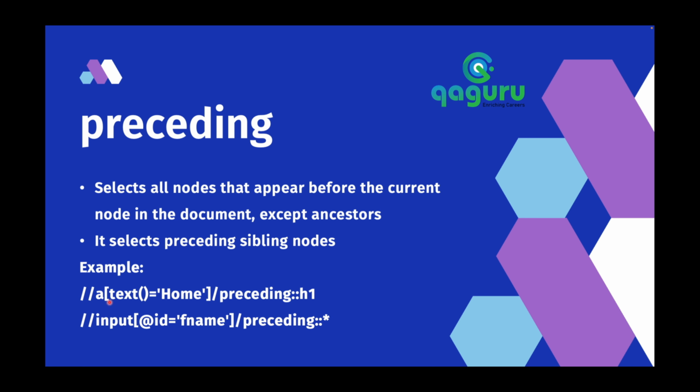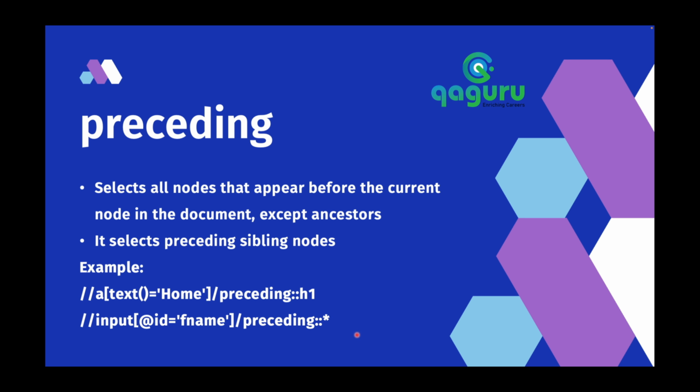In the first example, we are locating an element with HTML tag A and text home. That becomes our current node, and from there we are defining a relationship preceding with another element h1. So this element h1 precedes the element A. In the second example, we are first locating an element with HTML tag input and ID fname, and from there we are defining a relation to another element. So we are using preceding and star. Star means everything, so we are looking for all elements which precede the element input.